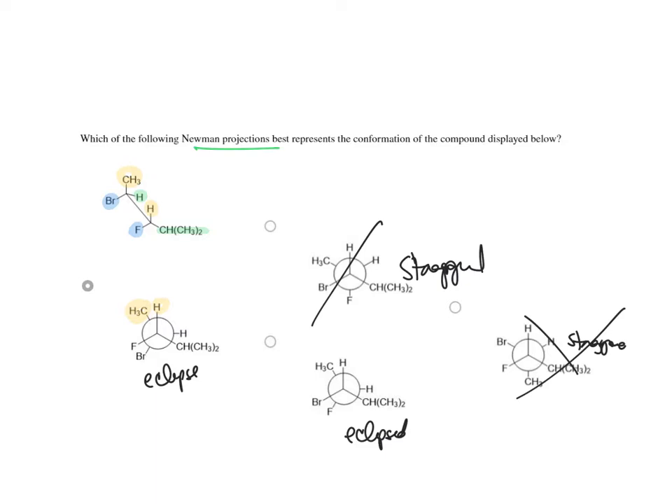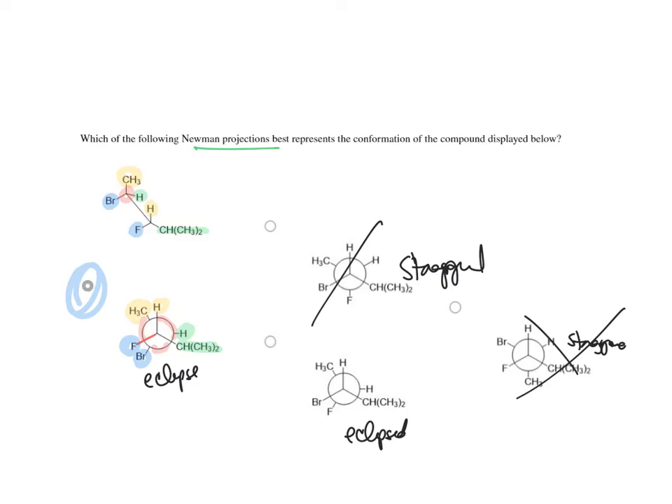Keep in mind this is your back carbon. And then we have the hydrogen here with the isopropyl. But you see the problem? What's the problem here? We have the fluorine here. Well, this is correct. The fluorine with the bromine. Okay, so that's your correct answer.